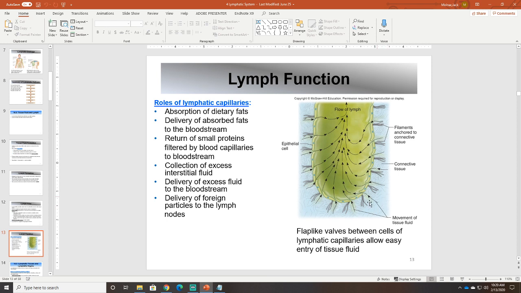When the tissue fluid pressure becomes higher than the lymphatic pressure, fluid will flow into the lymphatic capillary through these valve-like flaps. As the lymphatic capillaries and the blood capillaries pick up fluid, eventually pressure in the interstitial space drops. And when that happens, you might expect lymph to flow back out, but these flap-like valves close and prevent the fluid from flowing out. Okay?